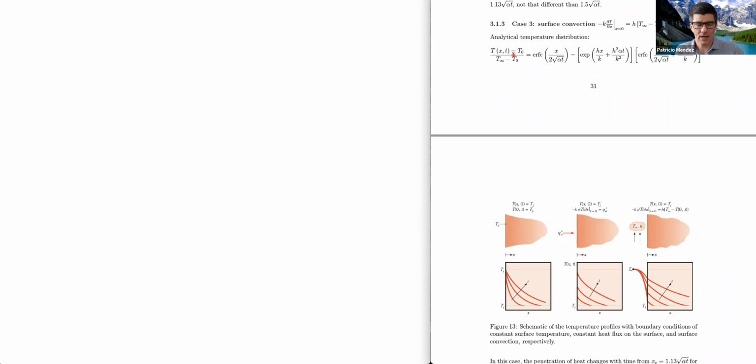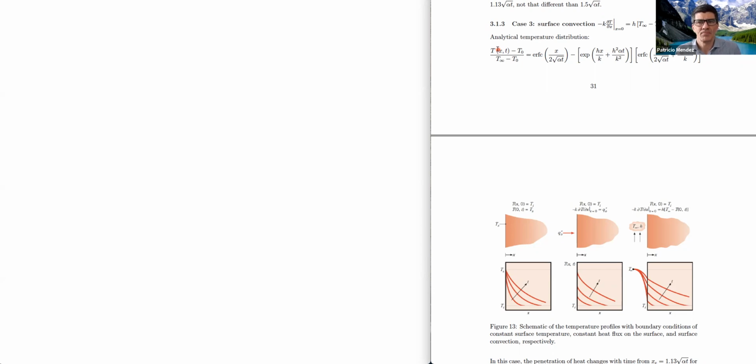At long times, the surface temperature pretty much reaches the same temperature of the fluid and starts to behave like a constant surface temperature equation. How interesting. So this equation is kind of a hybrid. The convection boundary condition is like a hybrid of the previous two conditions we discussed.